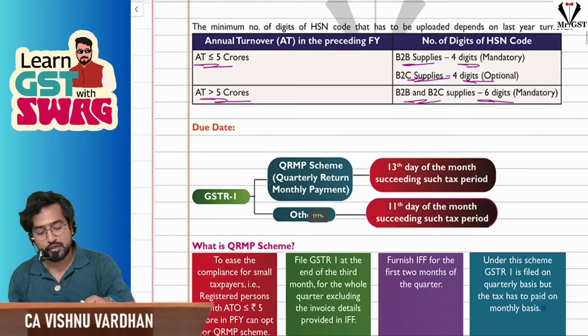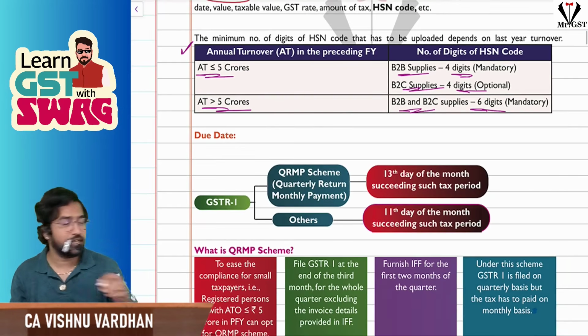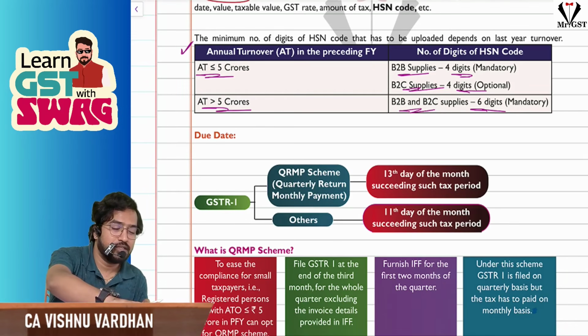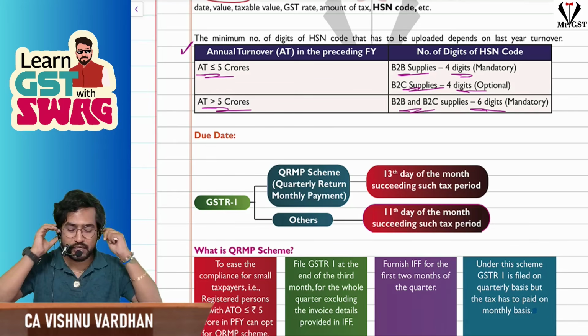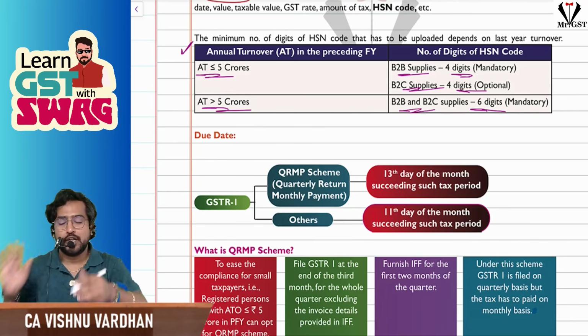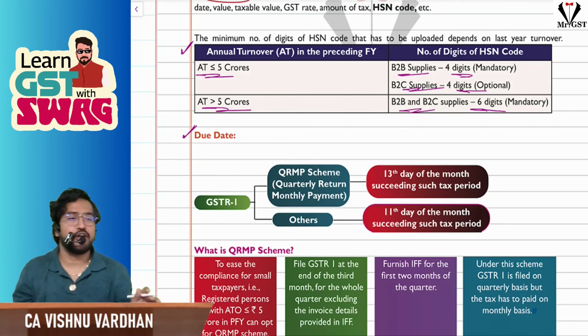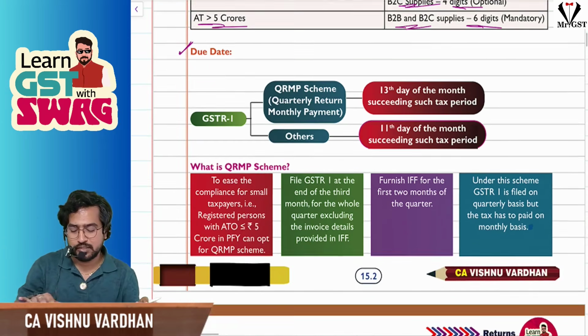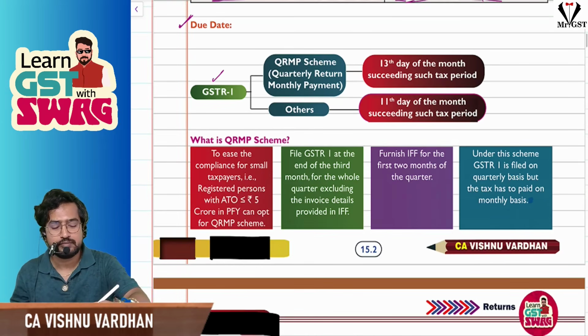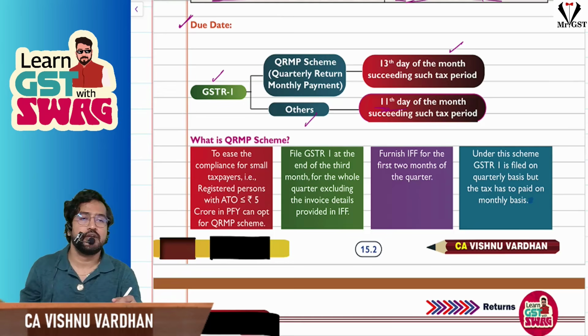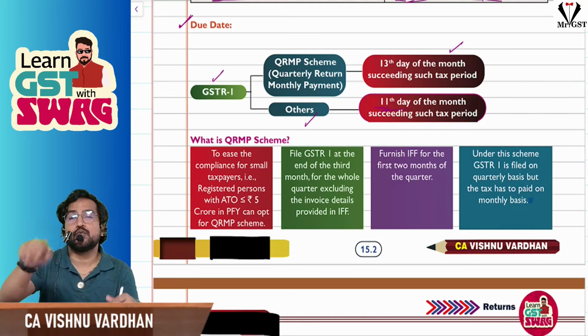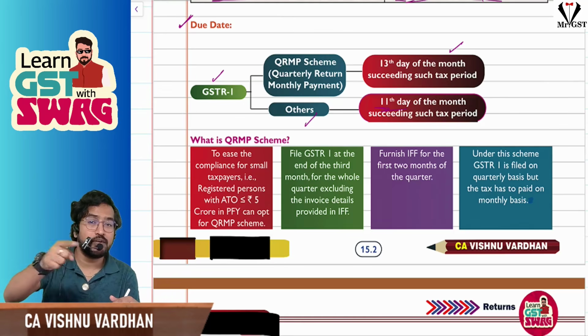So we have seen this in the tax invoice chapter already. Correct? Let us move on to the next one. What is the next one? Due dates. Already discussed those due dates. GSTR1, what is the due date? 13th for IFF if it is the QRMP scheme. For others, now you understand why GSTR 2B is updated on the 14th.